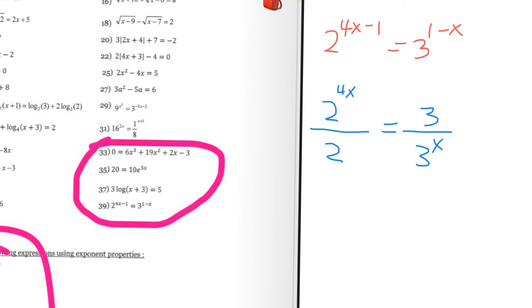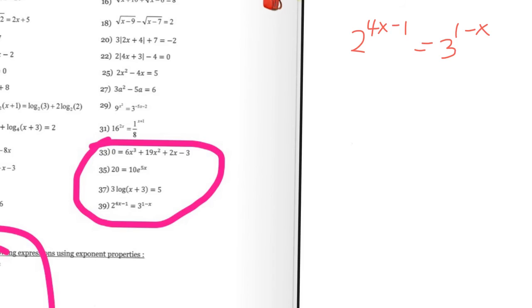Does that help our cause? That does not help our cause, so I think we're going to have to bust out the logarithm trick of the trade, where we take advantage of that property that I was talking about before, where the exponent could be brought to the front of the log.